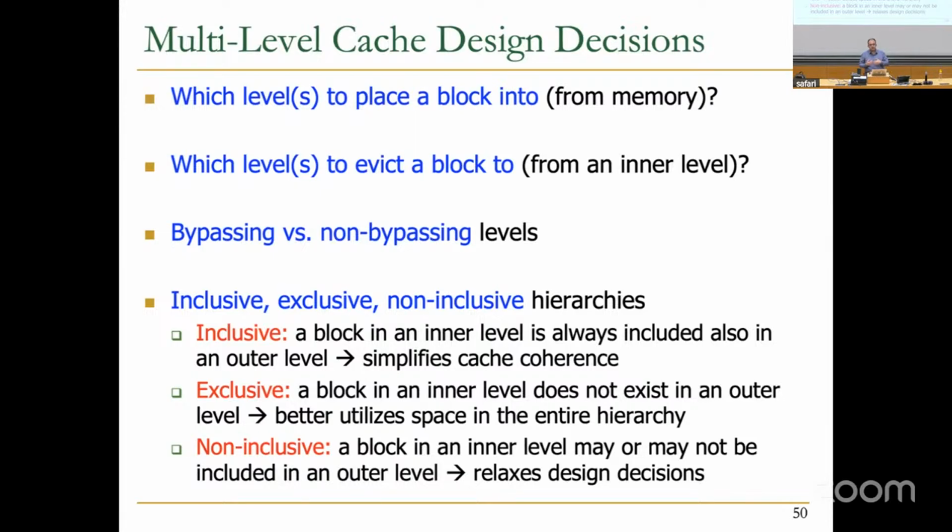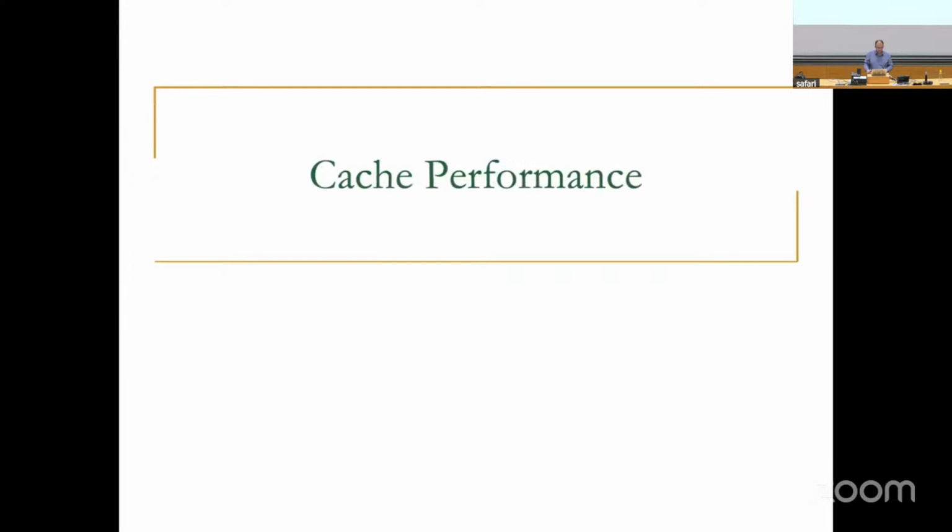However, in inclusive cache, if you are evicting something from L2, and that block exists in L1, you also need to evict it from L1 as well. So that complicates the whole design, actually. That's why many of the caches are non-inclusive, because that relaxes a lot of design decisions for us. Okay.